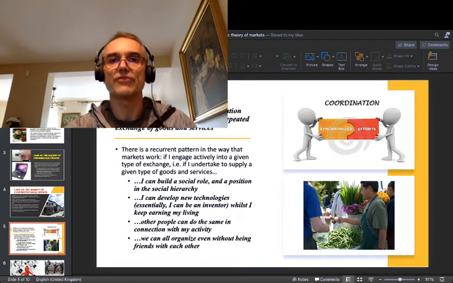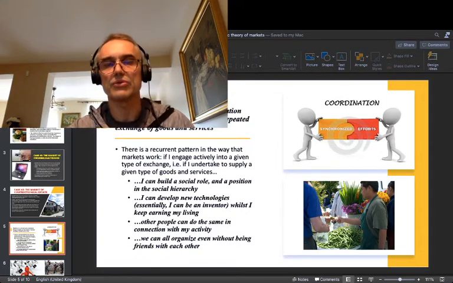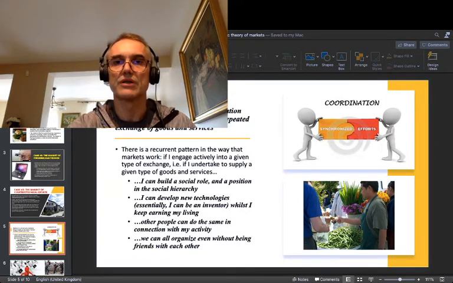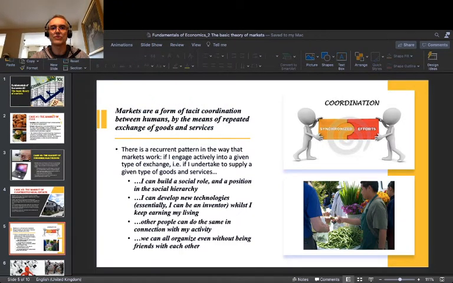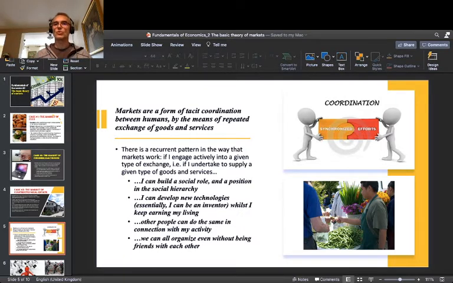Yet, if instead of that, we create a market which can facilitate that project, that market works as a device for coordination. We call it tacit because in markets people coordinate with each other without even knowing they coordinate. They just align their behavior on the behavior of other people. They adapt, and that creates coordination, or tacit coordination.